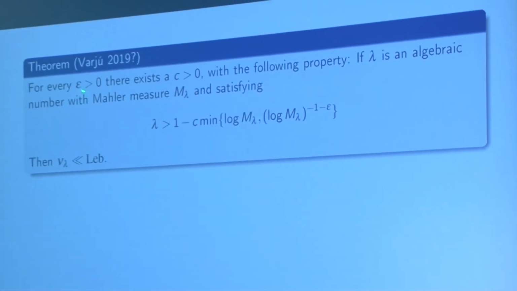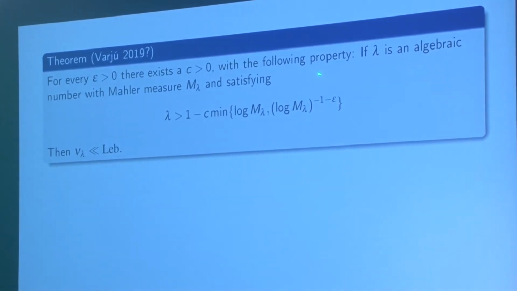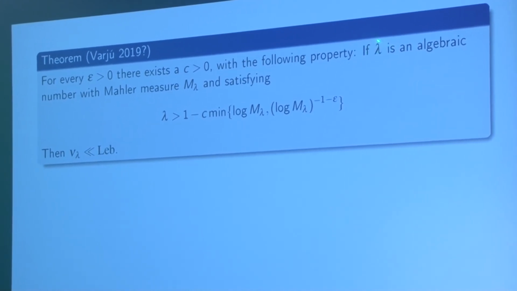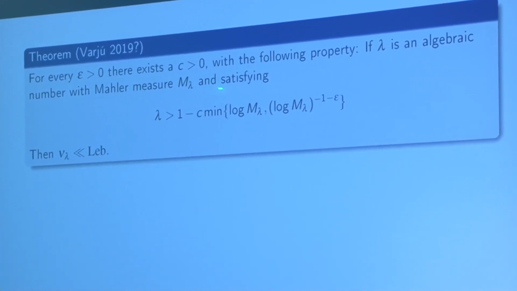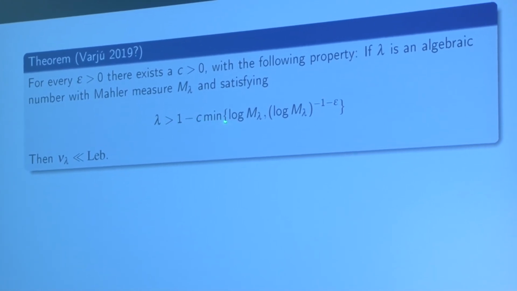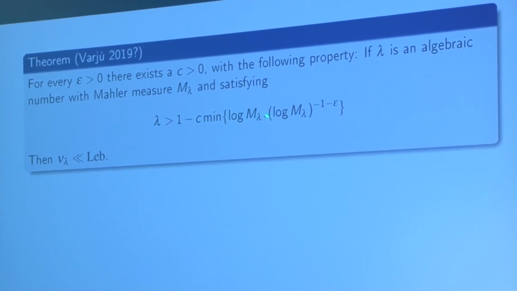Bernoulli convolutions. So the statement is the following: for every epsilon, there's a constant c, so that if lambda is an algebraic number with Mahler measure M_lambda satisfying that lambda is bigger than 1 minus c times the minimum of the log of the Mahler measure and the log of the Mahler measure to the power minus 1 minus epsilon, then nu lambda is absolutely continuous. As I said, this gives a very large class of new examples where we know absolute continuity.